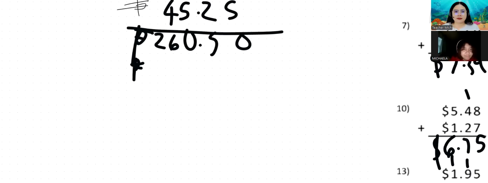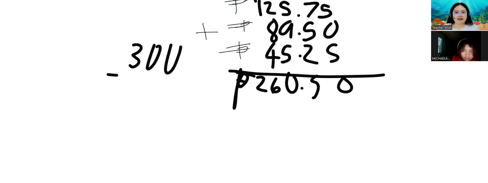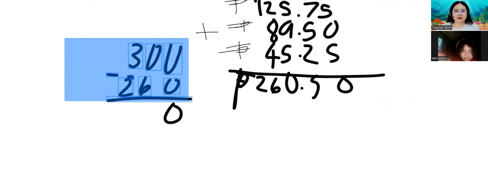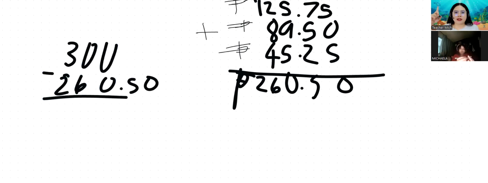Okay, very good. And then you subtract 260 and 50 cents from 300. Oh, you still have here 50 cents, anak. You put 50 cents. What do you need to do with 300? You need to put 0, okay, two zeros. Okay, very good. And then you may now subtract them.